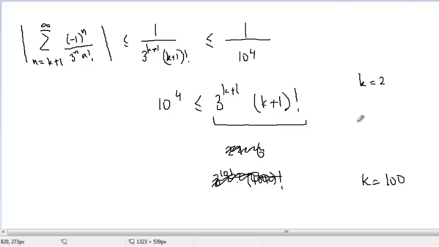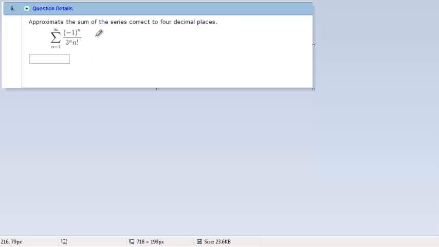Let's say plug in 5, 4, 6, 7. Then you will see this. You will find the smallest value of k such that this expression is greater than 10 to the power 4. When you do the calculations in the previous slide, you will see that k equals 4 will work. Namely, if I separate the first 4 terms here, then the remainder will be smaller than 1 over 10 to the power 4.